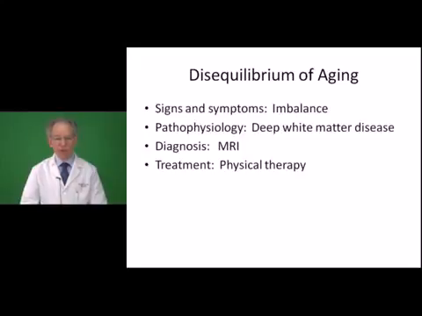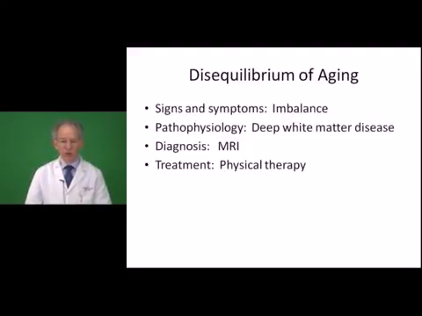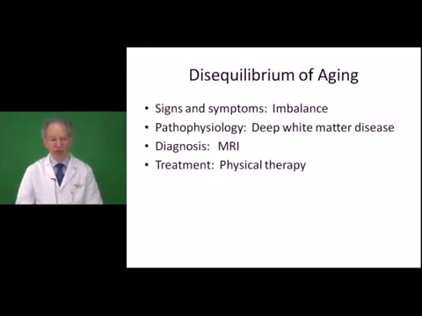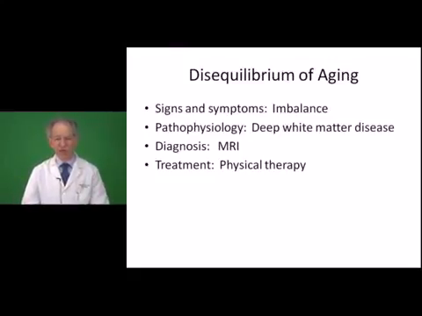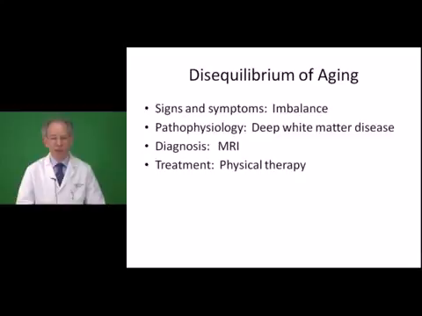Now that we have talked about most of the frequent causes of dizziness and disequilibrium, we can talk about some conditions that are not quite as common. Disequilibrium of aging is seen in individuals who have deep white matter disease on their magnetic resonance imaging scan and are of advanced age. These patients thus have age-related disequilibrium and should be treated with physical therapy. It is important to avoid sedating pharmacotherapy in these patients, and also these patients do not benefit from vestibular suppressants.